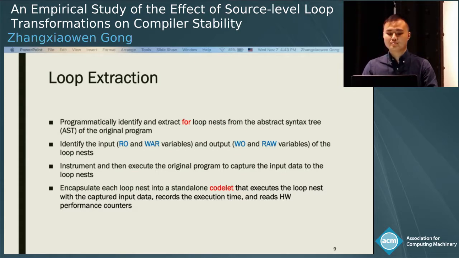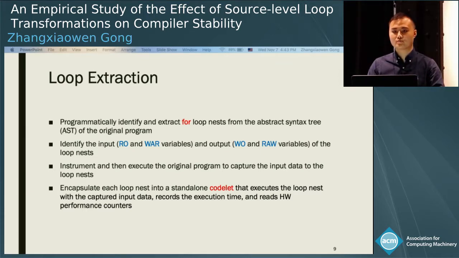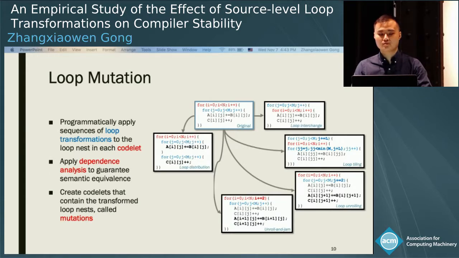In the first step, we programmatically identify and extract loop nests from the AST of the original programs. We also identify the input, which are the read-only and write-after-read variables, and the output, which are the write-only and read-after-write variables, from the loop nests. With this information, we were able to instrument and then execute the original program to capture the input data to the loop nests. Finally, we encapsulate each loop nest into a standalone codelet that executes the loop nest with the captured data. The codelet also records the execution time and reads a couple of hardware performance counters for detailed analysis later.